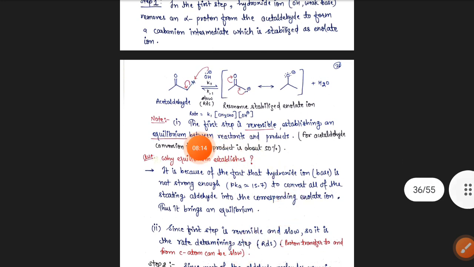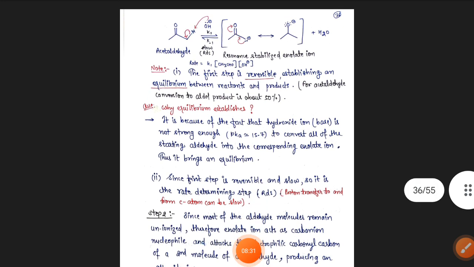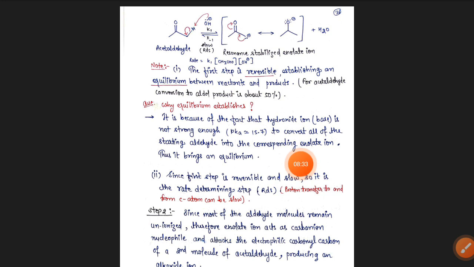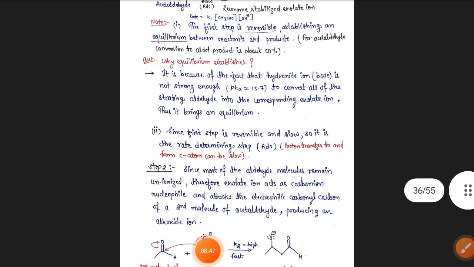Next, note that the first step is reversible, establishing an equilibrium between reactant and product. So for an aldehyde, conversion to the aldol product is about 50%. Why is equilibrium established? That is because the hydroxide base is not strong enough to convert all the starting aldehyde into the corresponding enolate ion, and so it brings about an equilibrium. So basically only partial product is formed. Since the first step is reversible and slow, it is the rate determining step.